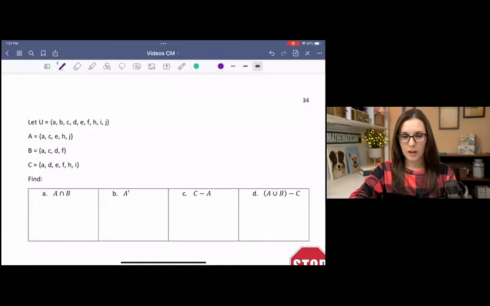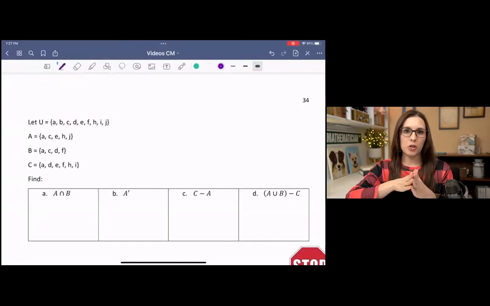Hey y'all, in this lesson, we're going to be using Venn diagrams to visualize set operations. In my last video, I went over the different operations, like intersection, union, complement, subtraction. I went over those things using a Venn diagram and shading. So I want to use that to go over these 4 examples.